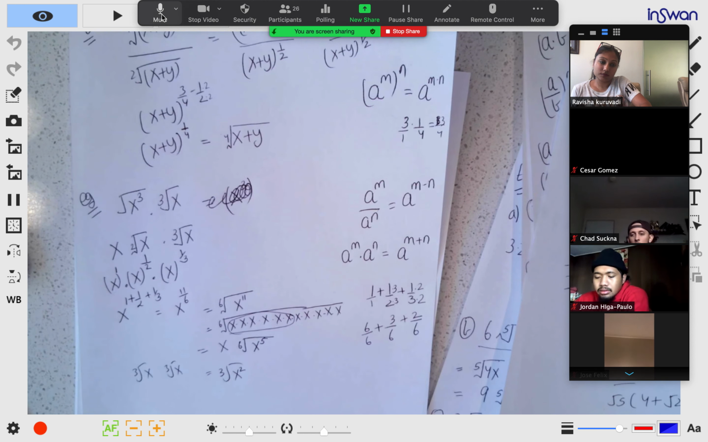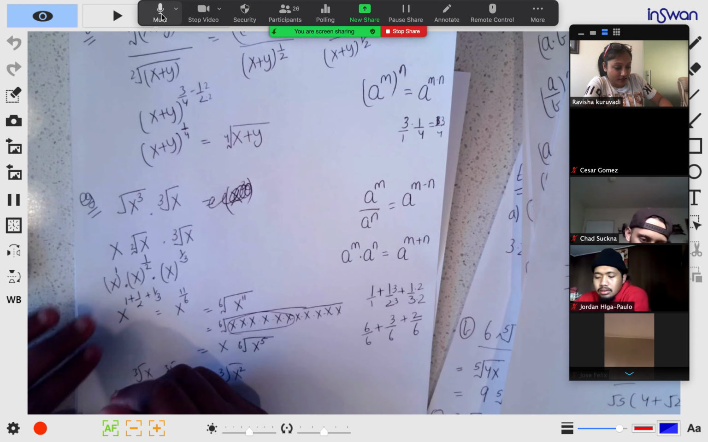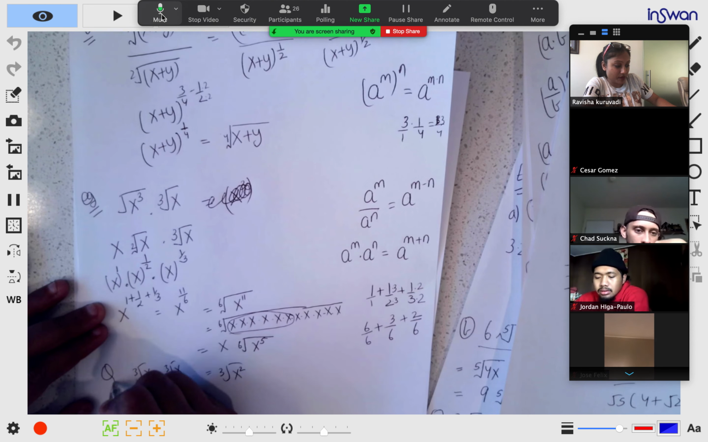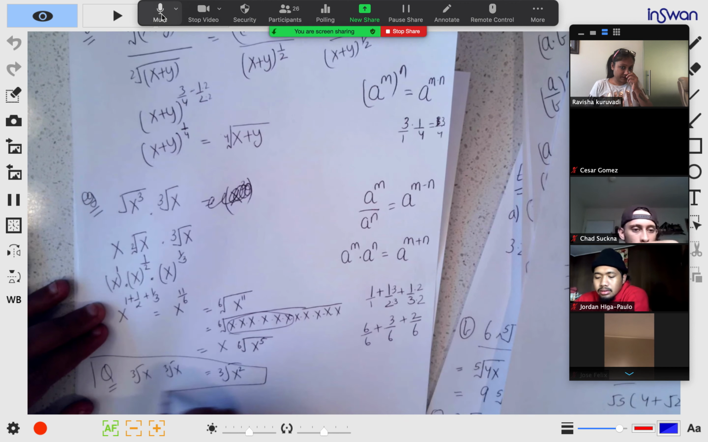I just have one question. I understand the 6th root of x to the 5th, I understand that, but how did we get 3x squared? This is a separate problem, okay? Someone asked me a question. Okay.